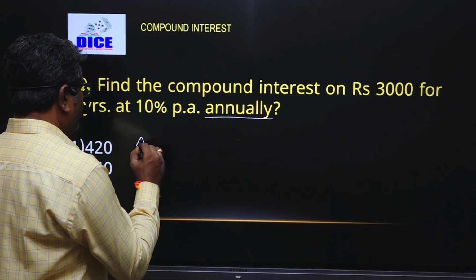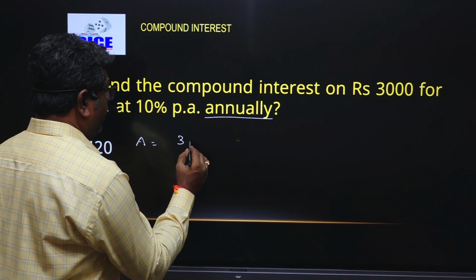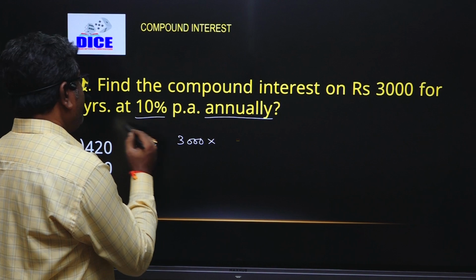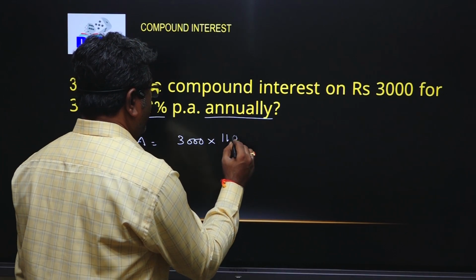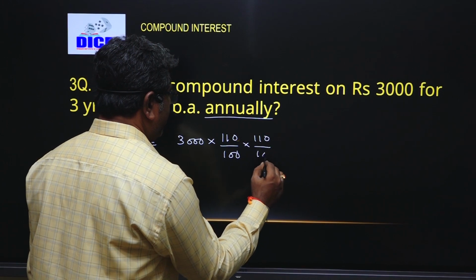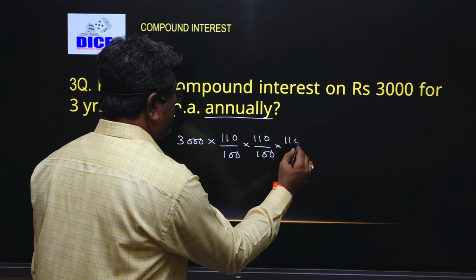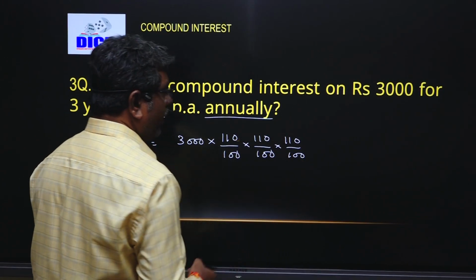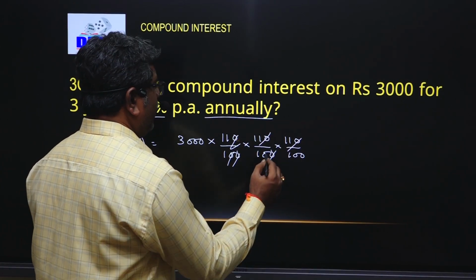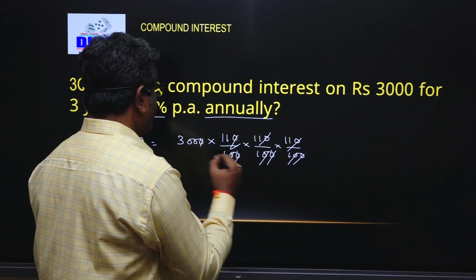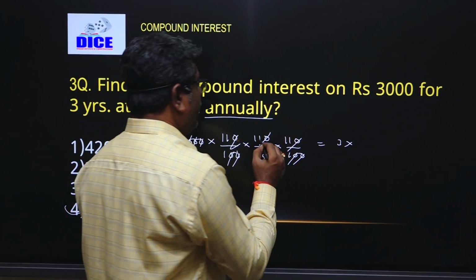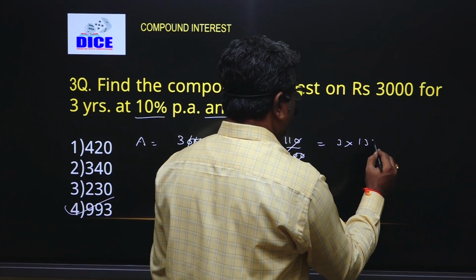Amount A is equal to principal 3000 into R value 10%, time is 3 years. So 110 by 100 into 110 by 100 into 110 by 100. You have to write 3 times because the time is 3 years. These 2 zeros cancel, this 0 cancels, 2 zeros cancel. 3 into 11 cube. 11 cube is 1331.